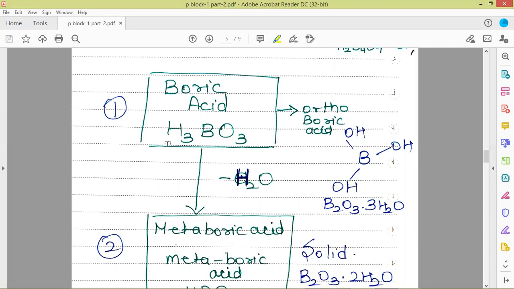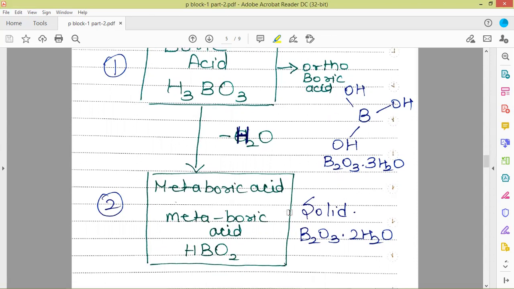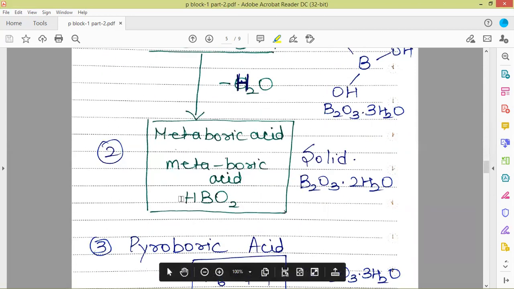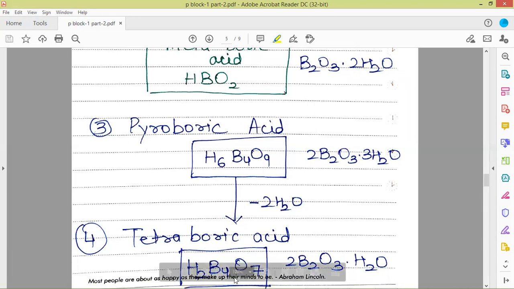If you remove one water molecule from this boric acid, we get the second boric acid, that is metaboric acid. And from metaboric acid, if we multiply it by 4 and remove one water molecule, we get tetraboric acid. Multiplied by 4, we get H4B4O8. We remove one water molecule and we get tetraboric acid, that is H2B4O7.